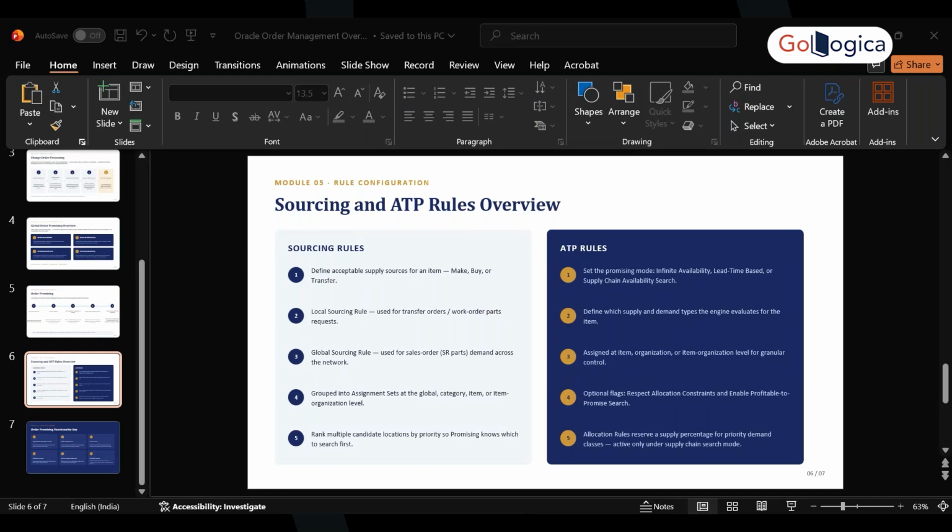Next one is the priority of supply sources. Sometimes multiple warehouses can supply the same product, so Oracle needs to determine which warehouse should be selected first. Each source defined with a sourcing rule is assigned a priority. Oracle always searches the highest priority source first.